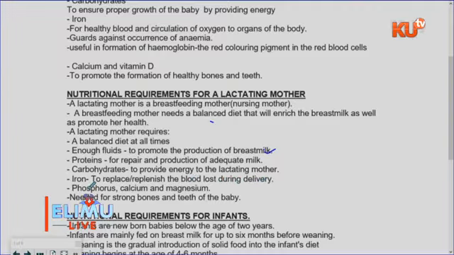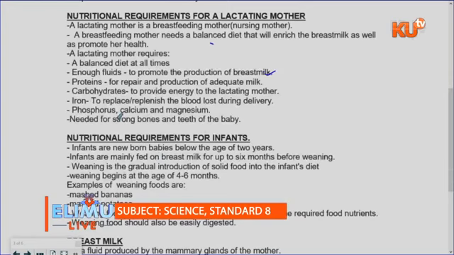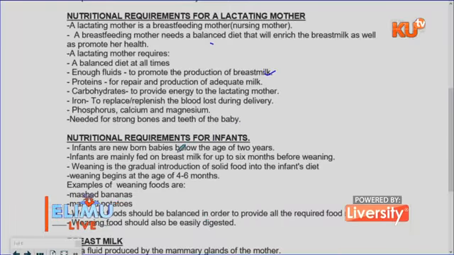Another mineral that is required in the body of the lactating mother, we have phosphorus, calcium, and magnesium. These three minerals are needed for strong bones and teeth of the baby. So those are the main nutritional requirements for lactating mothers. One, you must know all these special groups must have a balanced diet.